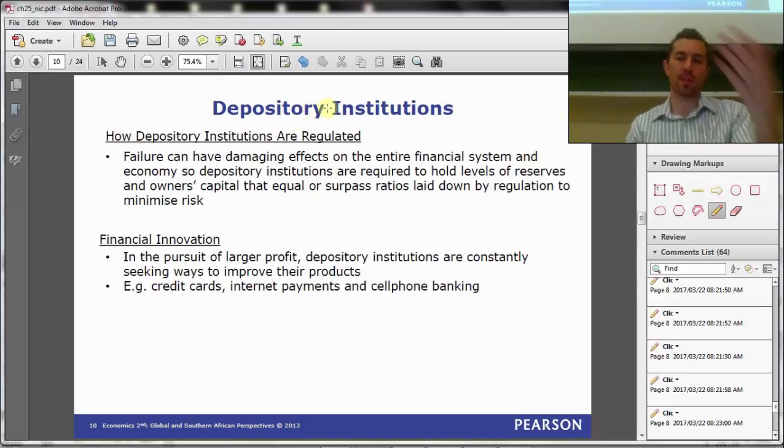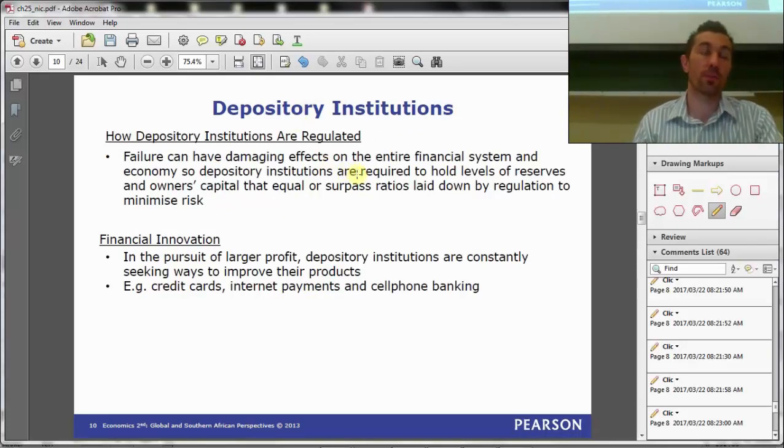And then, given that the banking system is crucial to financial stability, which is crucial to economic stability, the entire depository institution, the entire financial system, is regulated. Because if the banks fail, then our payment system fails, and if our payment system fails, our economy takes a big knock. So the entire system is very heavily regulated, and the primary body that does the regulation is the South African Reserve Bank.